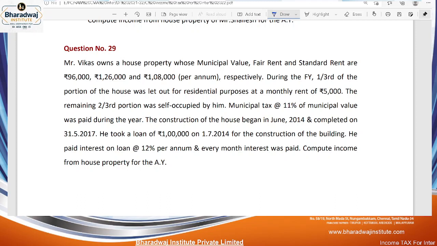Okay. 1/3 is let out at a monthly rent of 5,000, 2/3 is self-occupied. Same kind of a question. Construction began on 1/2014 and was completed on 31st May 2017. On 1/7/2014, a loan was taken for construction. Interest on the loan taken is given.